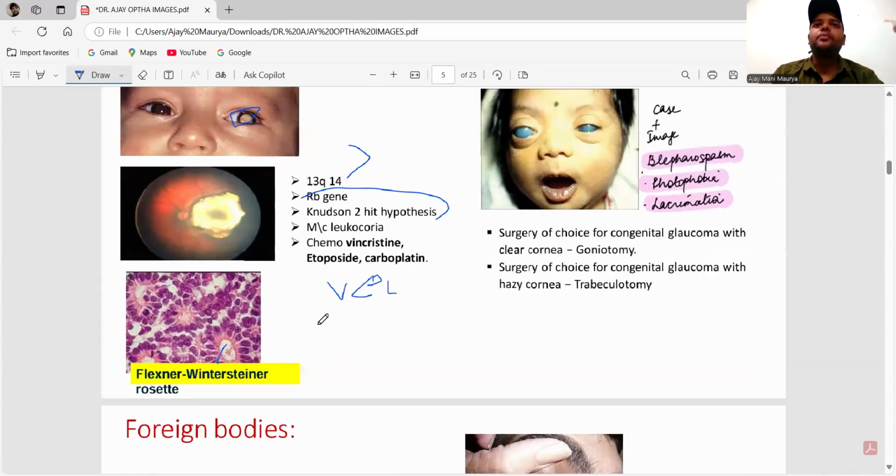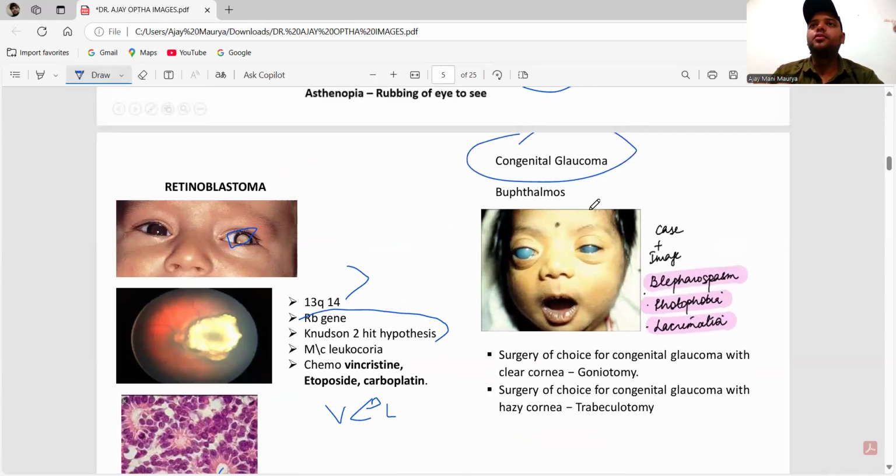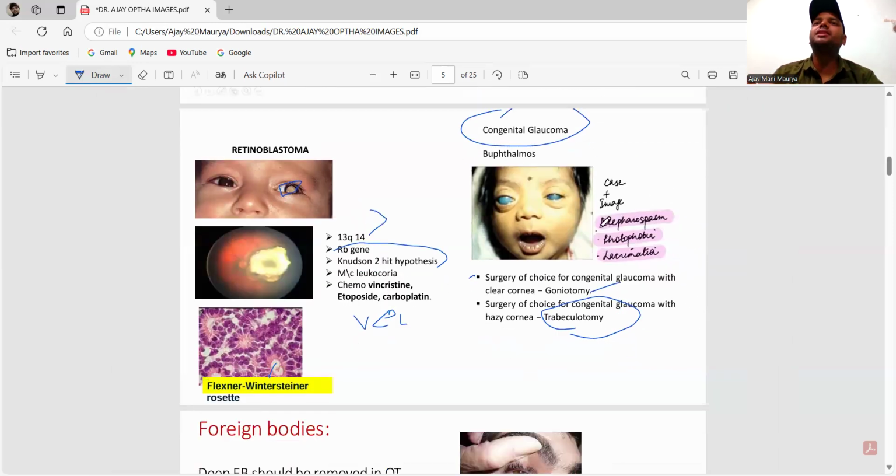On the histopathology, we can see here this is congenital glaucoma. Congenital glaucoma is called buphthalmos. They will give this image, with blepharospasm, photophobia, and a history of lacrimation. Now, surgery for congenital glaucoma with a clear cornea, you will do the goniotomy. For the hazy cornea, we do the trabeculotomy. Just remember the image and the history.